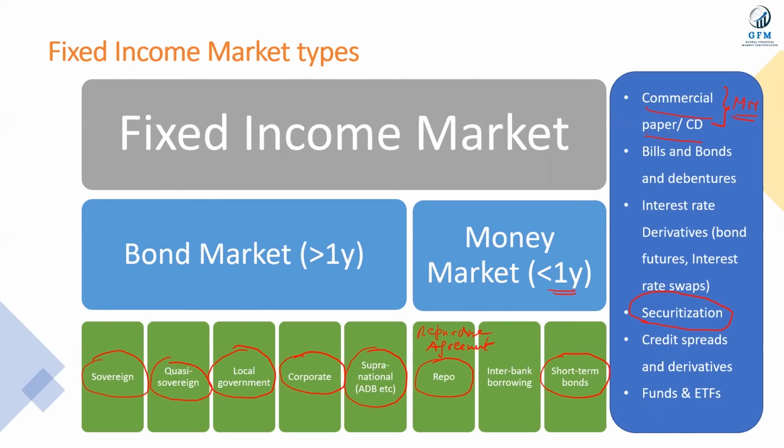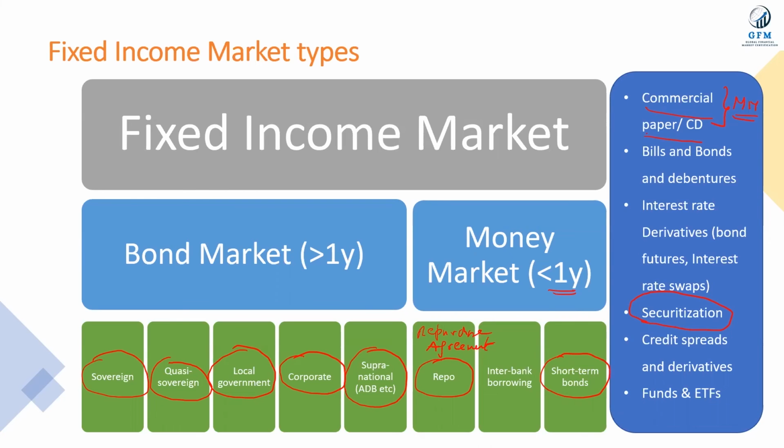Then there is something called a credit spread, right? We'll talk about it when we talk about corporate bonds. The interest rates applicable to a corporate when they borrow in the market versus the interest rate applicable to a government when they borrow in the market, there's a difference. So the difference is what is credit spread. We'll discuss credit spreads later. And there are derivative instruments also on that. That is also part of fixed income, right?